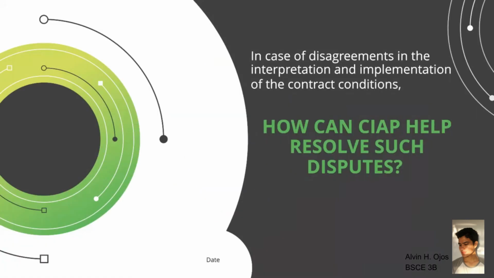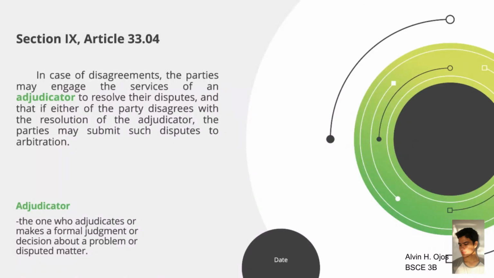In case of disagreements in interpretation and implementation of the contract conditions, how can CIAP help resolve such disputes? Section 9, Article 33.04 provides that in case of disagreements, the parties may engage the services of an adjudicator to resolve their disputes, and that if either of the parties disagrees with the resolution of the adjudicator, the parties may submit such disputes to arbitration. So the adjudicator is the one who adjudicates, or the one who makes a formal judgment or decision about a problem or disputed matter.